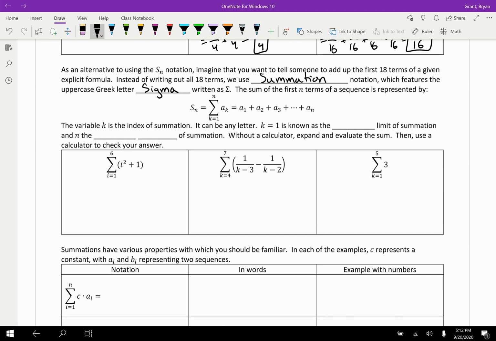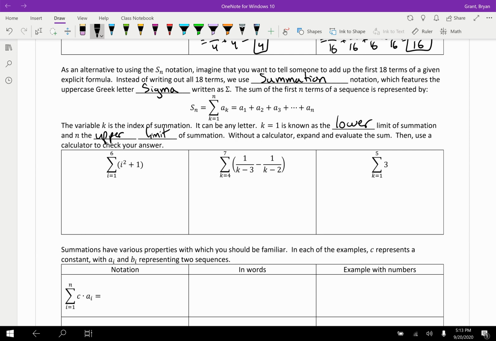So, we can define this nth partial sum as the summation of the general term from 1 up to n, which is, of course, a sub 1 plus a sub 2 all the way up to a sub n. Reminders of some vocabulary. k is known as the index of summation, right? When you write k equals 1 down here, it's known as the lower limit of summation. And of course, n up here is the upper limit of summation.